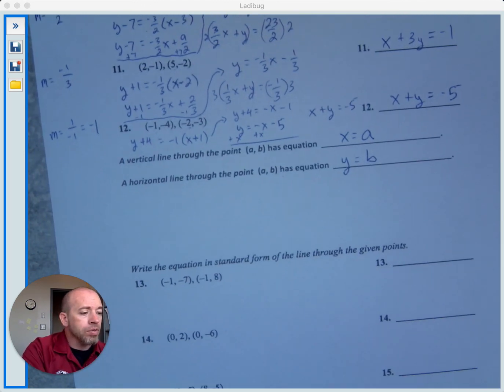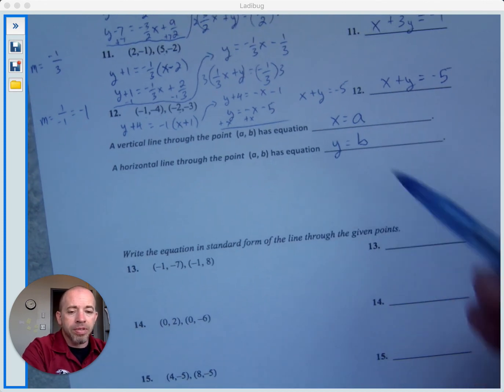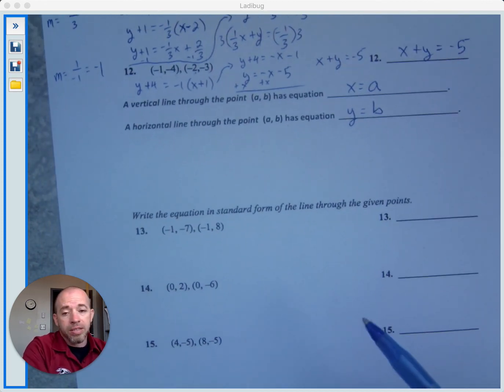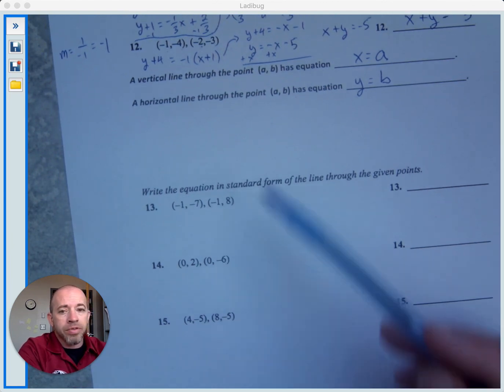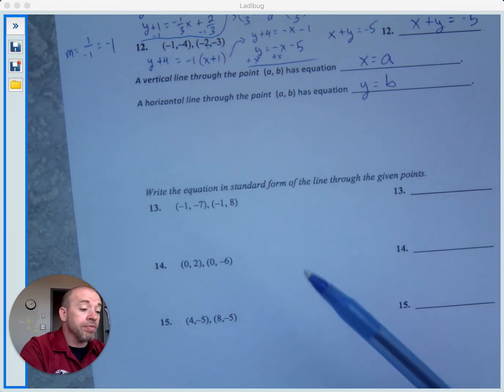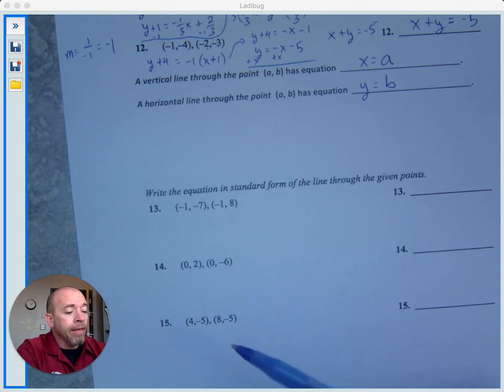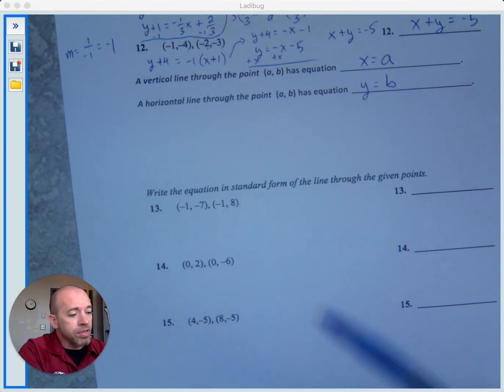Alright, so let's use those two facts to help us with these problems. And you might say, well, how will they help us with these problems? These problems look exactly the same as the ones up here, right? We're given 2 points. We're asked to find an equation in standard form. But let's find the slopes just as we did before.